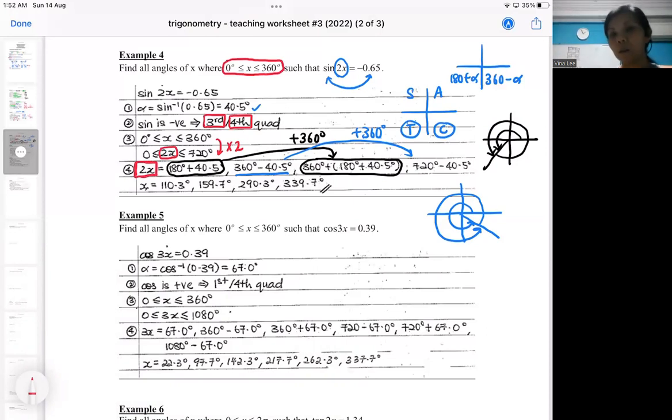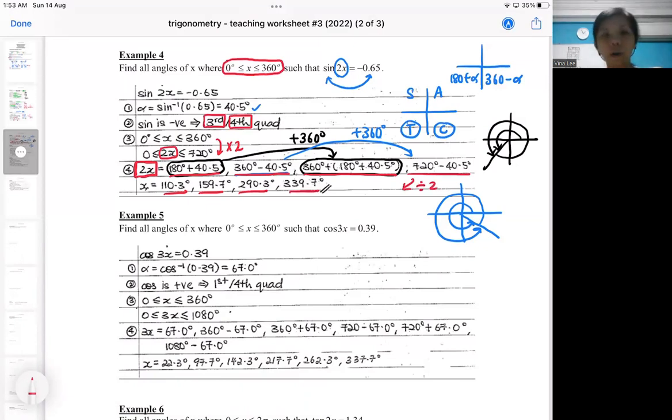But eventually our aim is to find x. So from here, all the answers divide by 2. 360 minus 40.5, divide by 2. Then this one also divide by 2. So all the answers you're going to divide by 2.